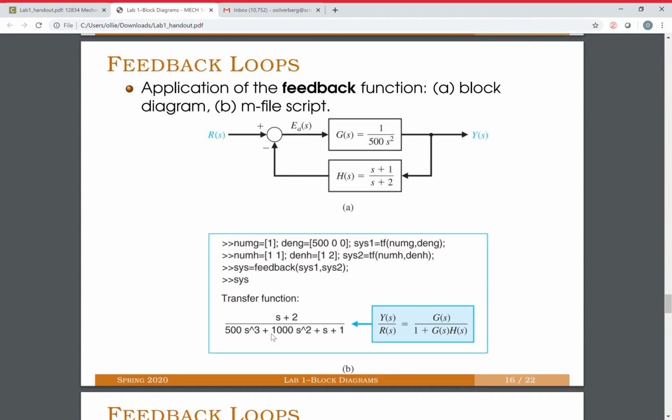And algebraically, when you have feedback, it's simply G of S over 1 plus G of S times H of S. So if it's unity, H of S is 1. That means Y of S over R of S is G of S over 1 plus G of S.